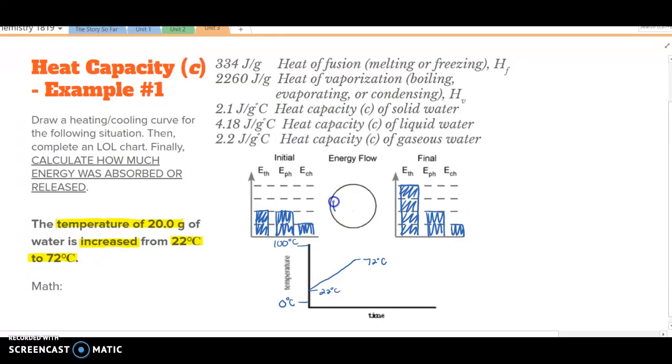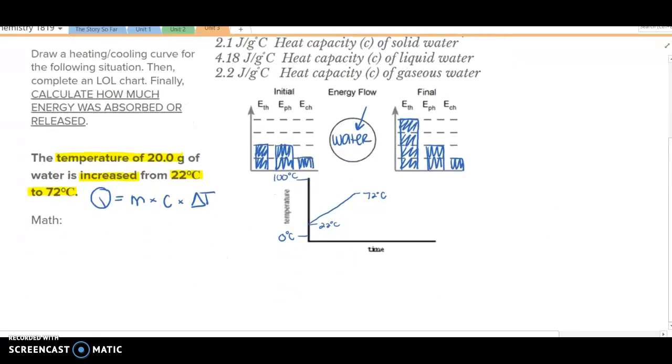Our system is the water that's being heated, and we're heating it from 22 to 72, so heat energy is going in. The type of heat energy that's going in is thermal. If it is thermal energy that is changing, we need to use the equation Q equals M times C times delta T, because this problem is actually going to account for that change in temperature.